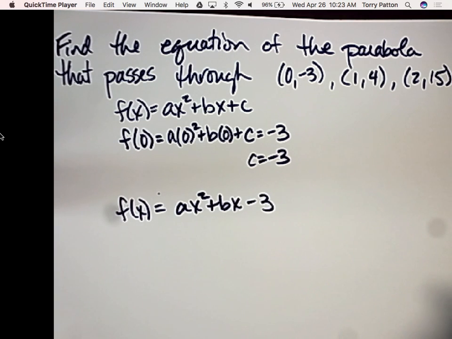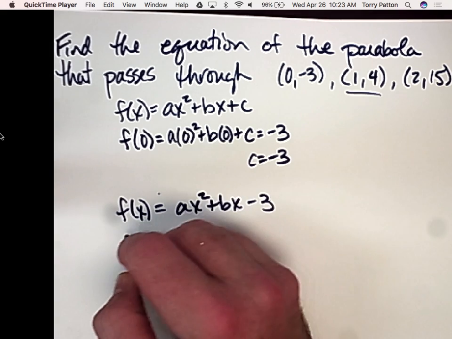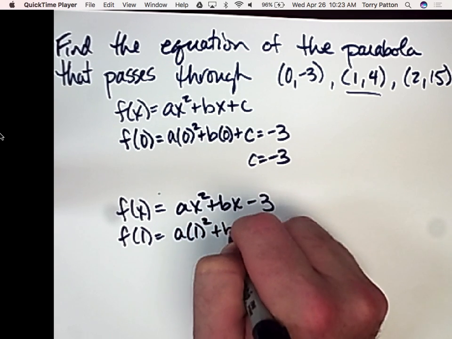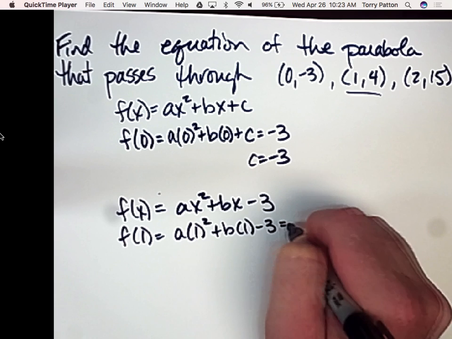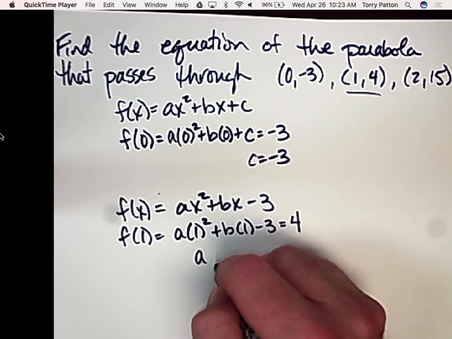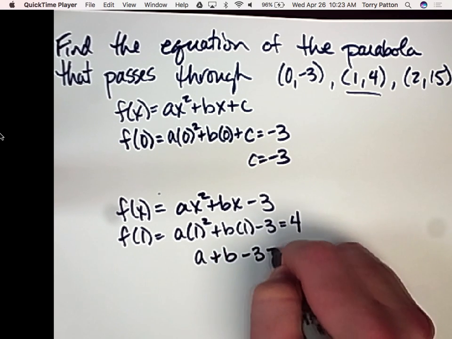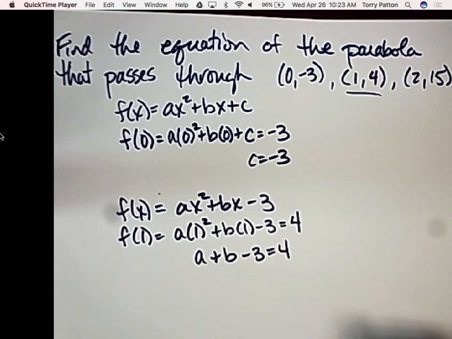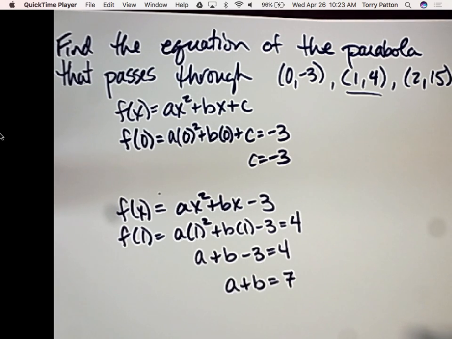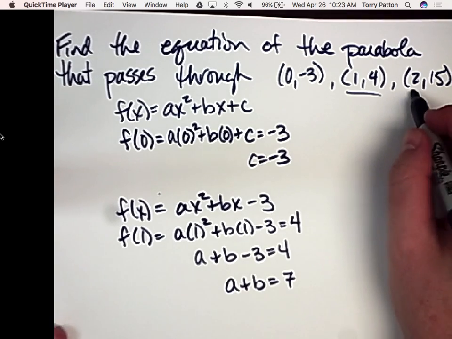Right? Now let's plug in the next one. When x is 1, y has got to be 4. So f of 1 is a times 1 squared plus b times 1 minus 3 has to equal 4. Well, that says a plus b minus 3 equals 4, which means a plus b equals 7, right? But we can't figure out what a and what b is, but we know that when you add them, you get 7.